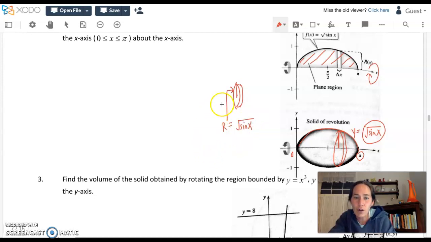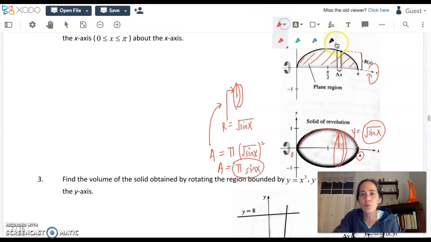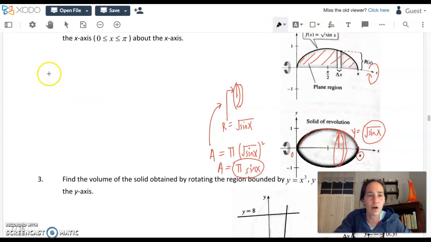That means our cross-sectional area, we'll call it capital A, equals a circular area, so pi r squared, but in for r, we're going to put square root of sine of x, squared. Another case where we're kind of lucky that the square and the square root are going to cancel, and we can use the expression for area, pi times the sine of x. Okay, so here's your setup. Let's go back and integrate the area to get volume.